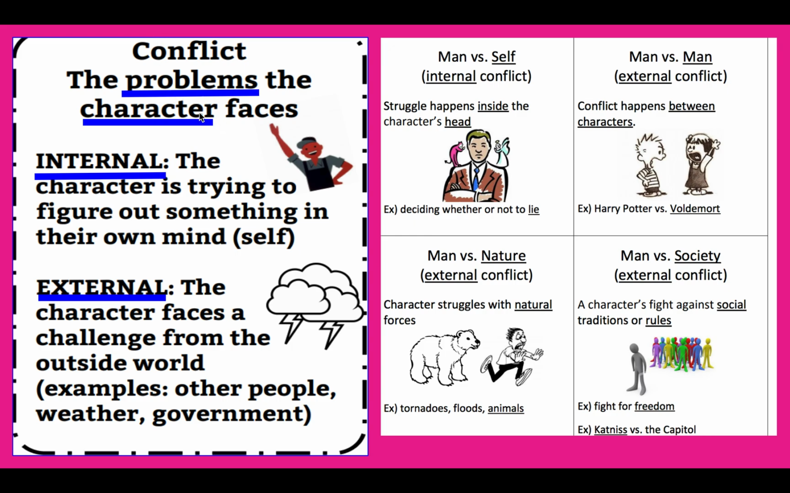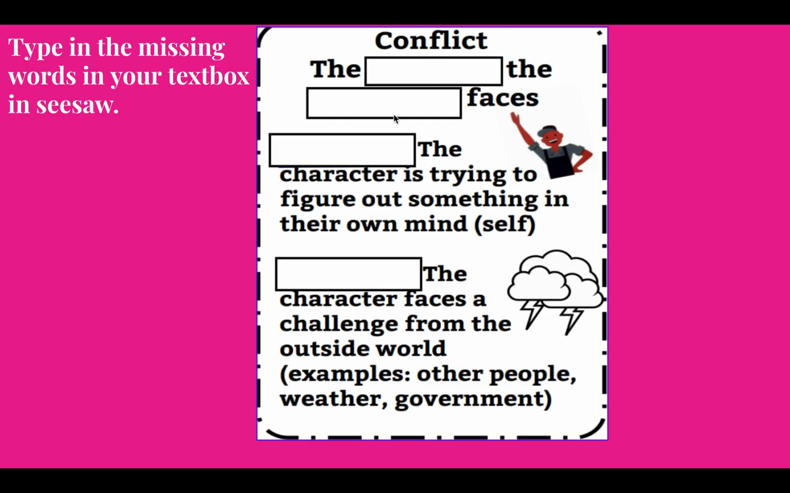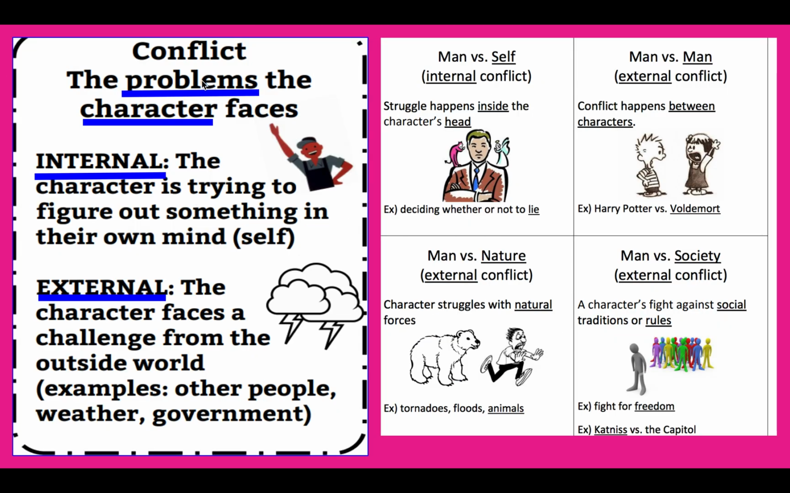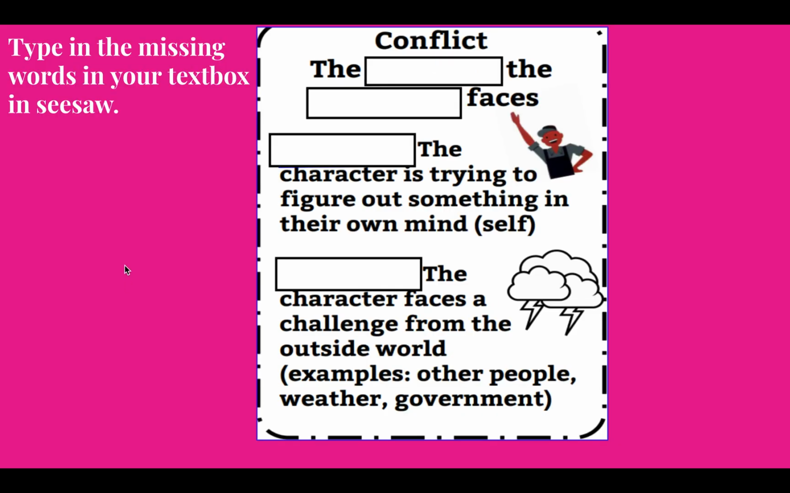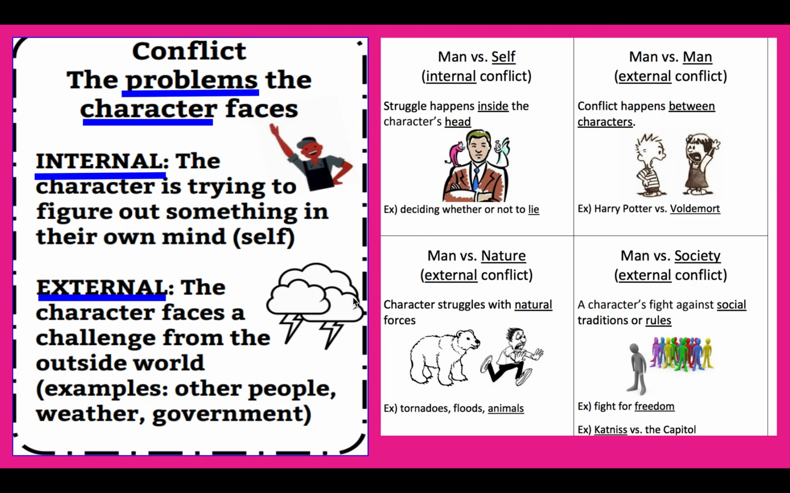So once again, you're going to be filling in your text box. For this one, you have 4: 1, 2, 3, 4. Meaning the word problem is your first text box, the word character is the second text box, internal is the third text box, and external is the fourth text box. You're going to be writing in these 4 words: problem, character, internal, external, in the order that you see it on this slide. So at this time, please pause and fill out your text boxes. The word that's underlined is the word that goes in that text box. So pause.